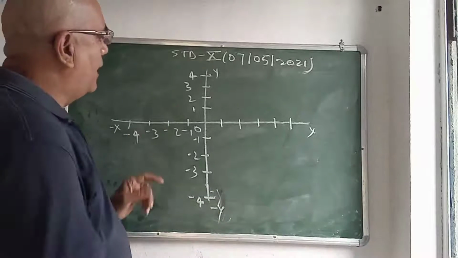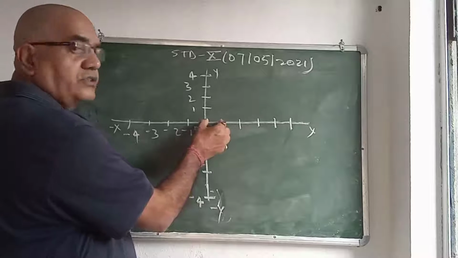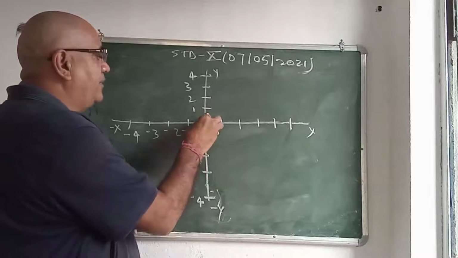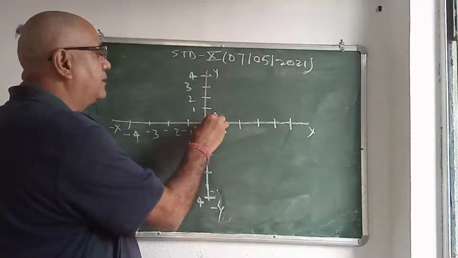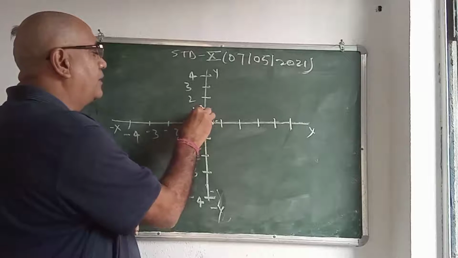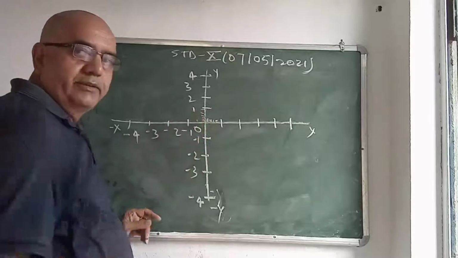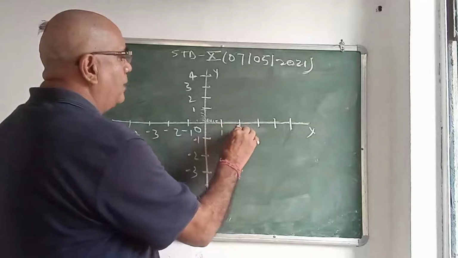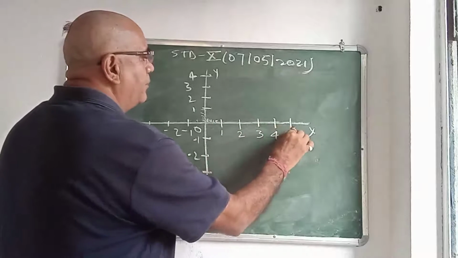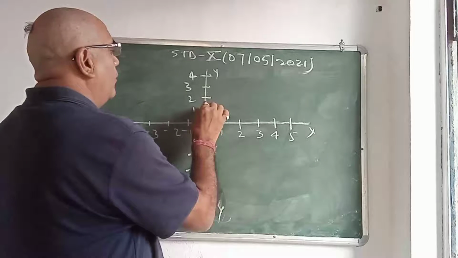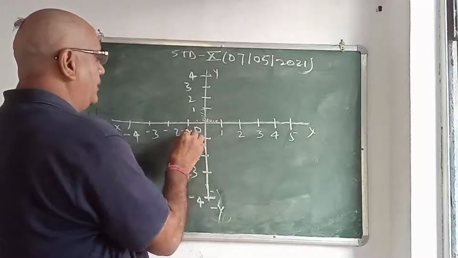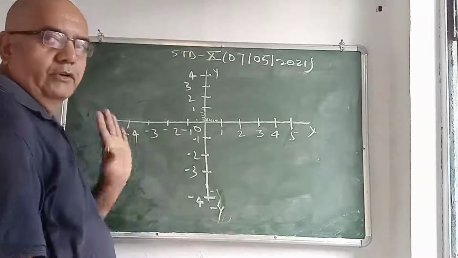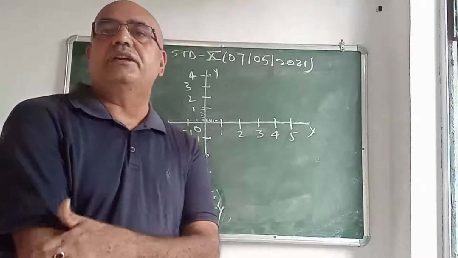Each one house is divided into 10 small divisions, on all sides. So if we mark these positions, here 1, 2, 3, 4, 5, here 1, 2, 3, 4, 5, and here minus 1, minus 2, minus 3. Alright, now the question is given.